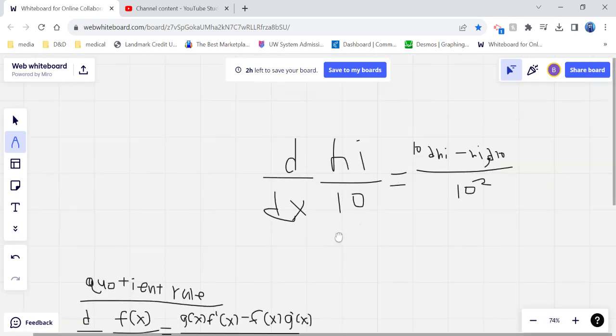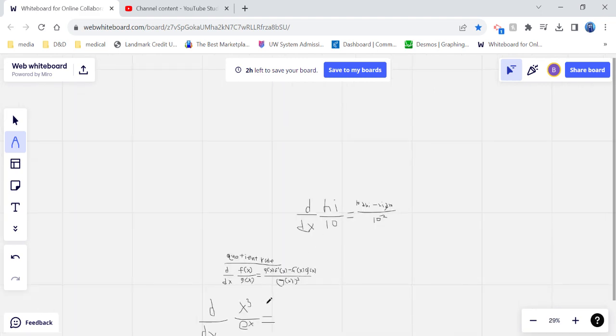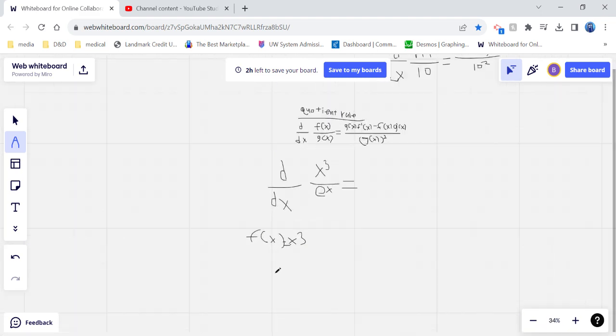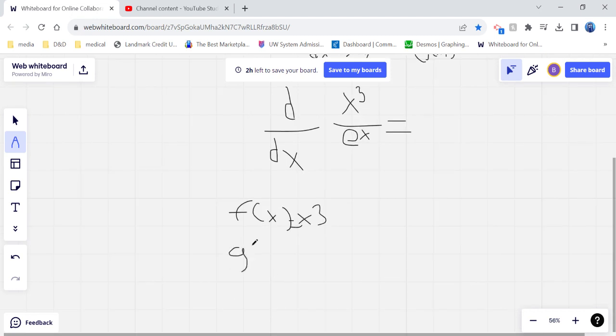And it follows low d high minus high d low over low squared. So we defined f of x as x cubed and g of x equals e to the x. So we also need f prime of x, and that would equal 3x squared, right? According to the power rule. And then g prime of x. Well, if g of x is e to the x, then g prime of x is also e to the x.